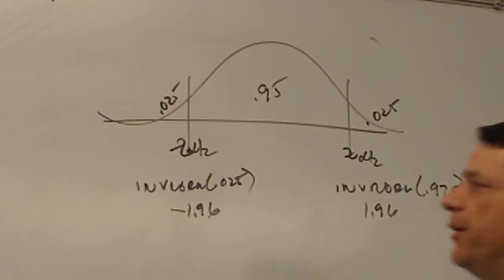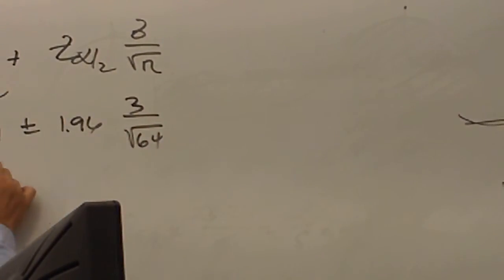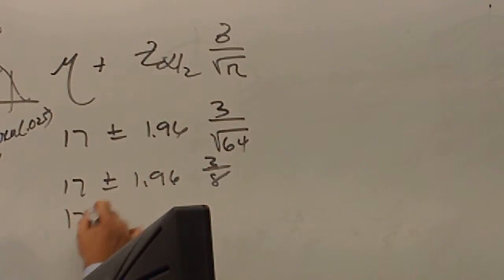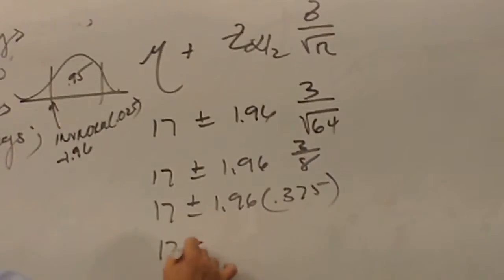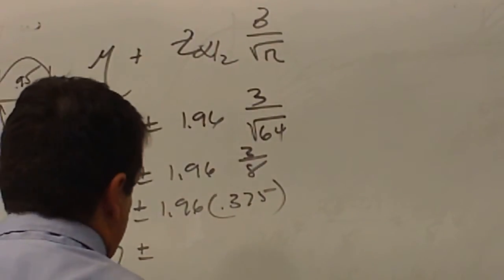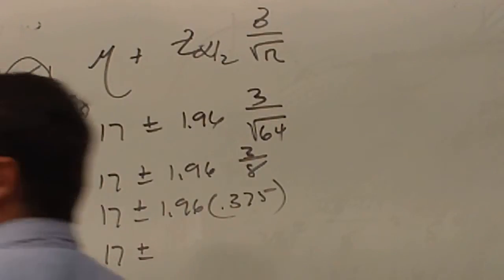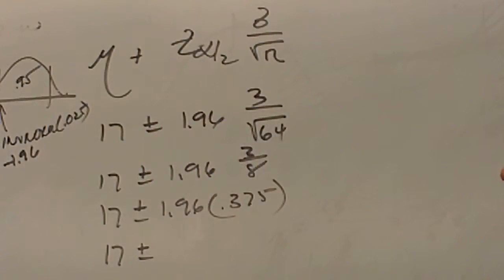Okay, so what's the standard deviation? Standard deviation is 3. What's n? n is 64. So the square root of 64 is 8. That's 3 over 8. So that's 17 plus or minus 1.96 times 0.375. And that's going to be 17 plus or minus 0.73 or 0.74, something like that. 1.96 times 0.375 is probably 0.73, 0.74.